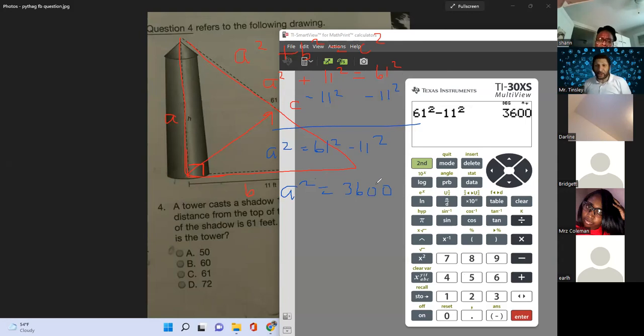Is A still by itself? No, we don't see A equals. It says A squared. So what is the opposite of squaring something? What is the inverse operation of squaring something? Square root. So we take the square root of both sides. The square root and the square cancel each other out. So we get A equals the square root of 3,600. Again, you don't have to know it. Why? Because you have your calculator. Bam.